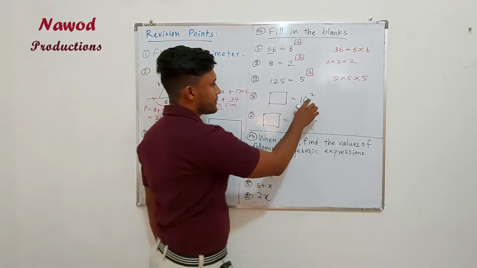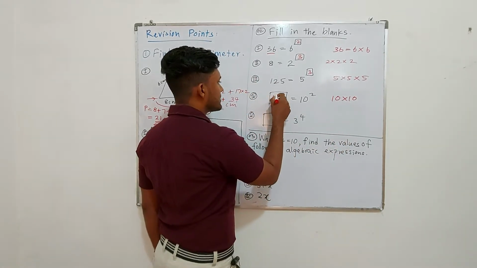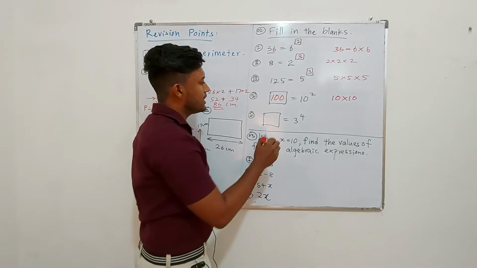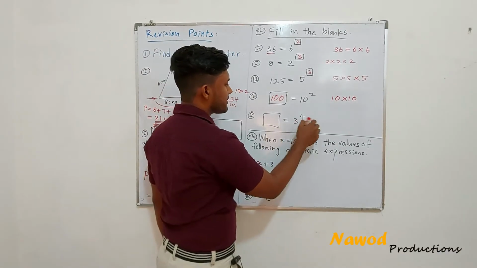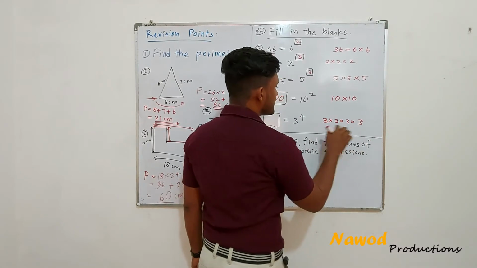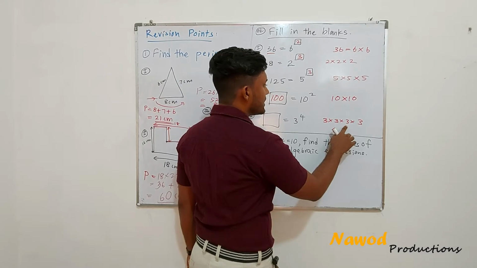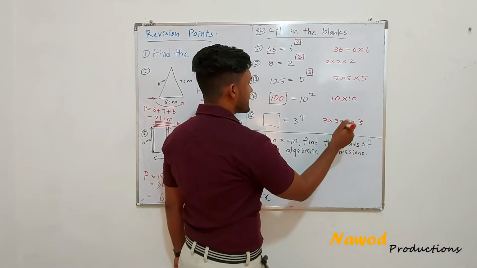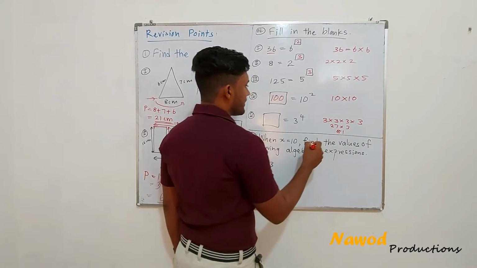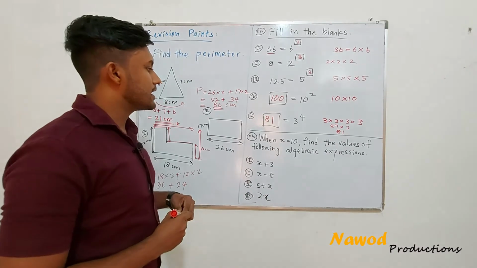Here 10 to the power 2 means 10 has to be multiplied 2 times. 10 into 10, 100 we can obtain here. Then dear students, 3 to the power 4: 3 into 3 into 3 into 3. 3 into 3 is 9, 9 into 3 is 27, 27 into 3 is 81. We can obtain 81 as the answer.